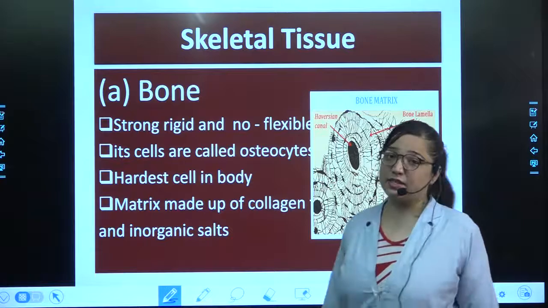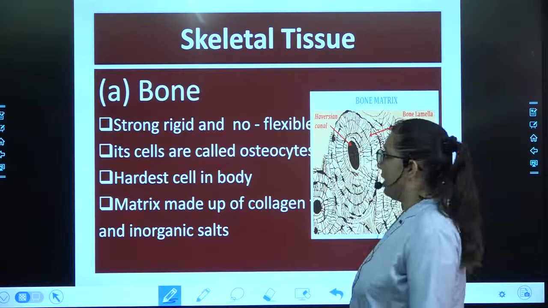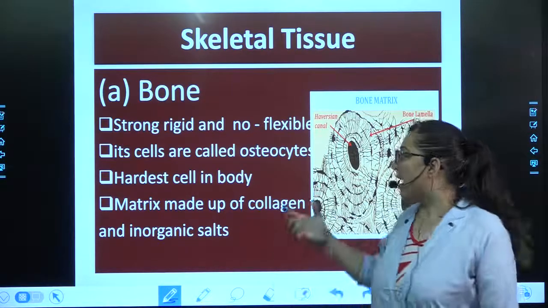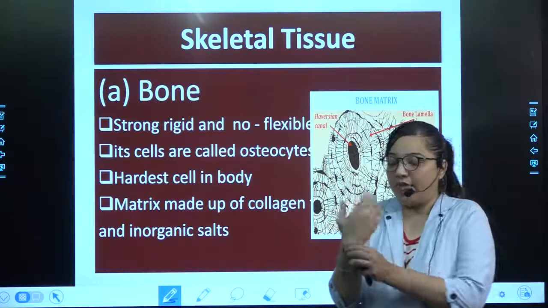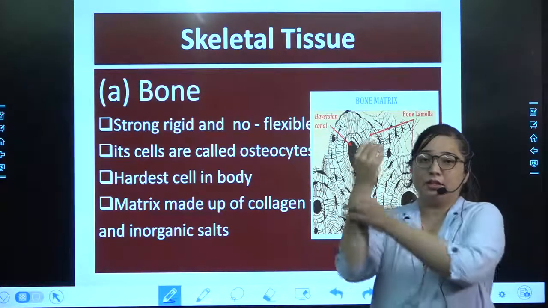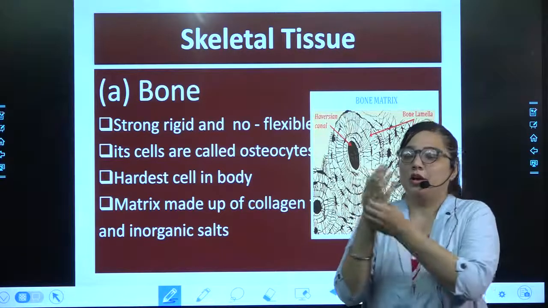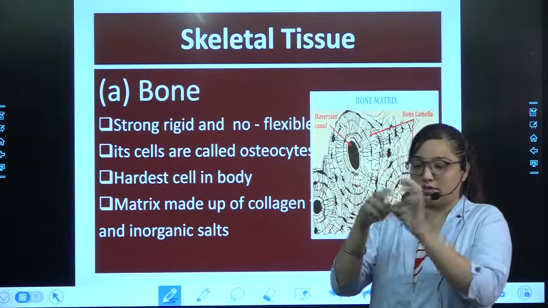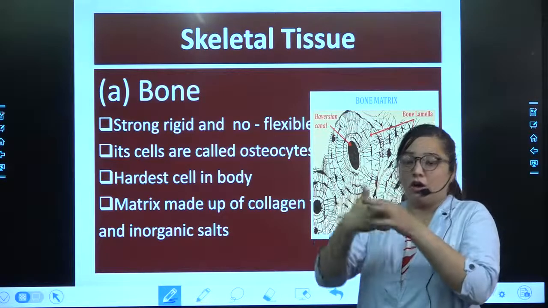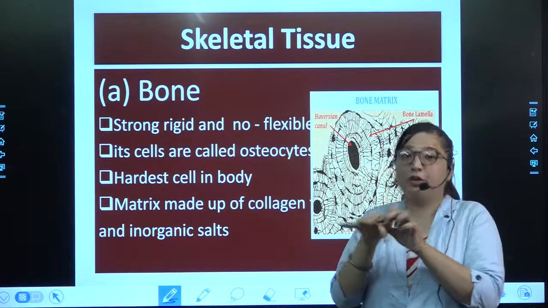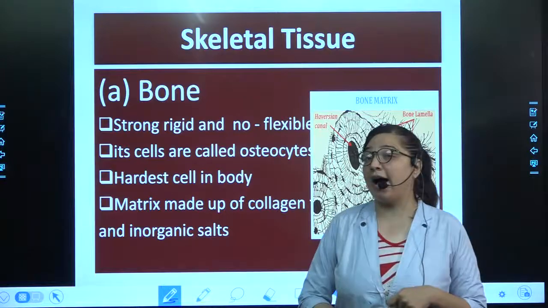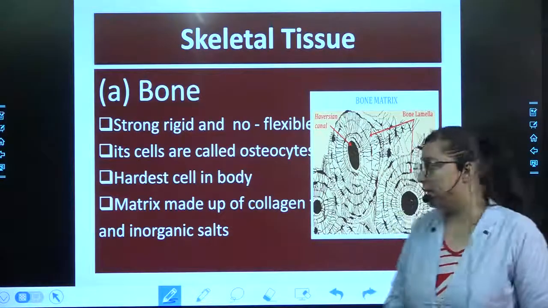Before understanding this, some important points about the bone. How is the bone? It is one of the strongest parts and moreover non-flexible. You have the bone over here. Is it possible for us to bend this part? No. Here there is one bone; can I bend this part? No. So bone is a strong, rigid and non-flexible part.